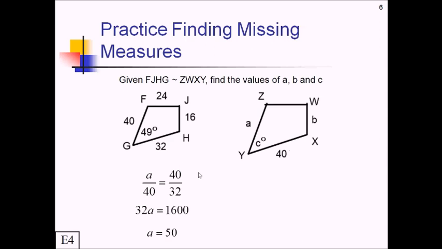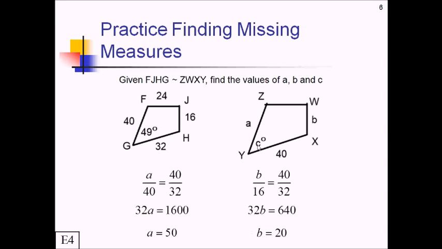This time, we're going to find b. So for b, I'm going to write b over 16. So 16 times 40, that's going to be 640. Or actually, nope, I'm right, 640. And then we'll have 32b. Dividing by 32, we've got b equals 20. And now it's downhill from here.